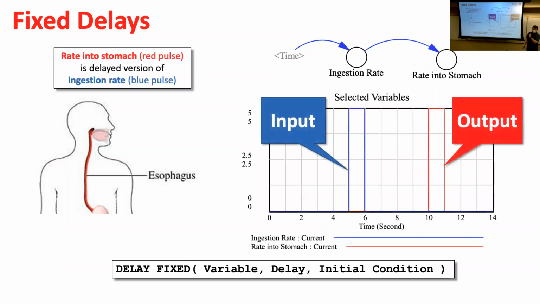If I then hit play, and graph the ingestion rate as well as the rate into stomach, I've got this graph down here. The ingestion rate's the blue one, the rate into stomach is the red one. You can see that the rate into stomach is an exact copy of the ingestion rate. Whatever signal shows up at the ingestion rate, this one right here, 5 seconds later the exact same signal shows up right here. That's how I implement a fixed delay in Vensim. There's a 5-second delay there.